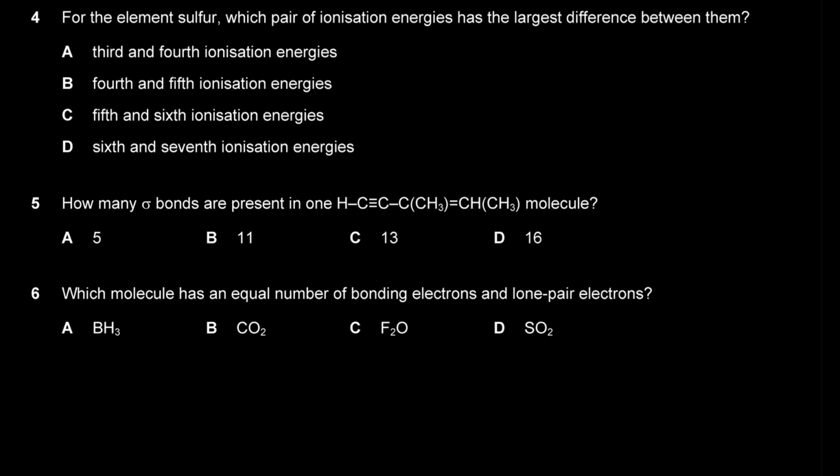For the element sulfur, which pair of ionization energies has the largest difference between them?